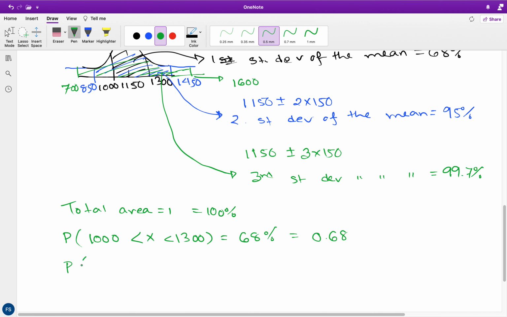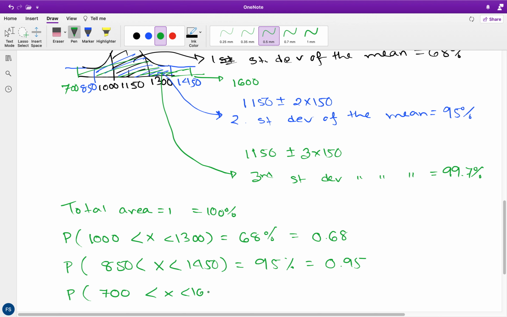If I ask you to find the probability of a student scoring greater than 850 and less than 1450, you know that it's 95%. That means the probability is 0.95. If I ask you to find the probability of a student scoring greater than 700 and less than 1600, you can see from the graph that this is the third standard deviation. We know that it's 99.7%. That means the probability is going to be 0.997.